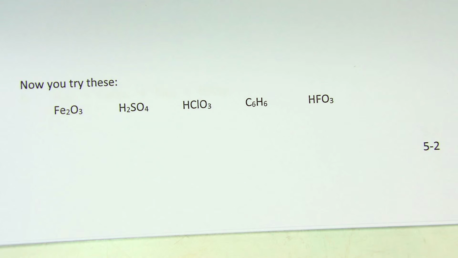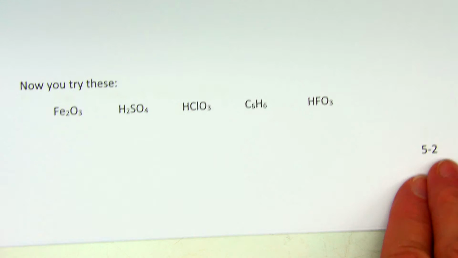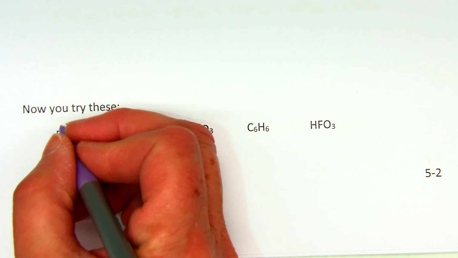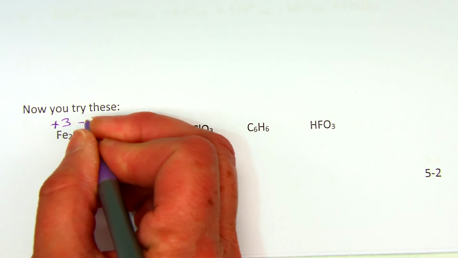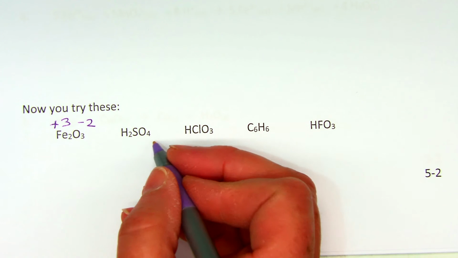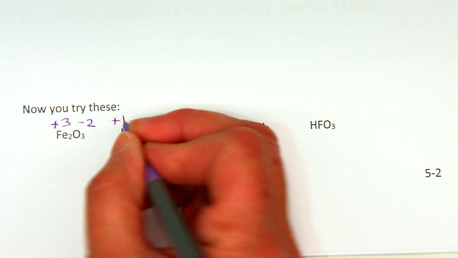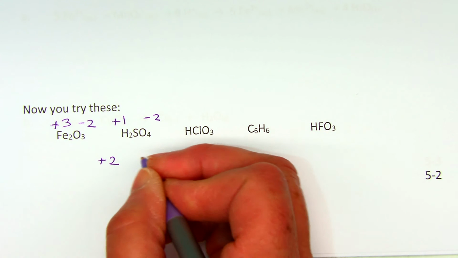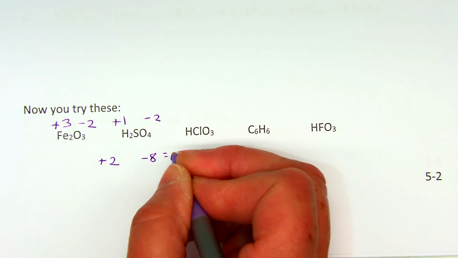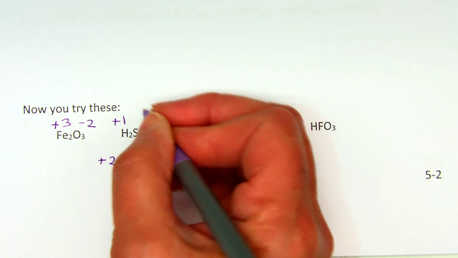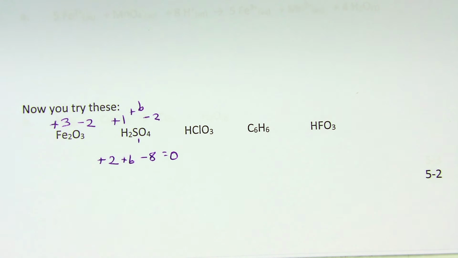Okay, so let's see if you got the same thing that I did. Iron 3 oxide, 2 monoatomic ions, plus 3 minus 2. Is that what everybody got? Sulfuric acid, hydrogen's a plus 1, oxygen's a negative 2. So I get plus 2, negative 8 is equal to 0. So sulfur is a positive 6 total, divided by 1 is a plus 6. Yes?